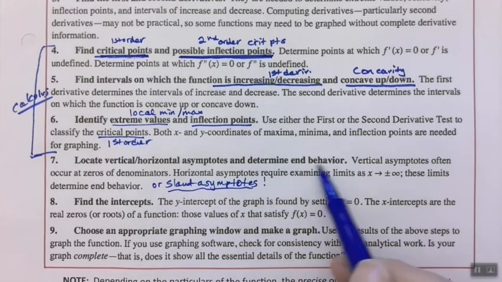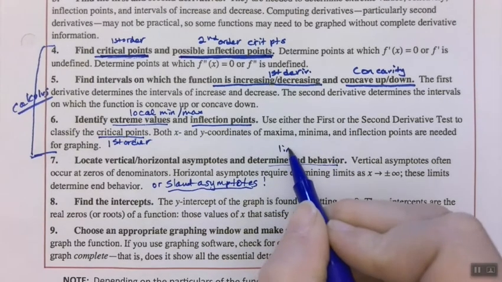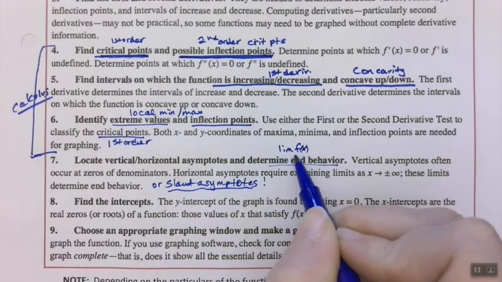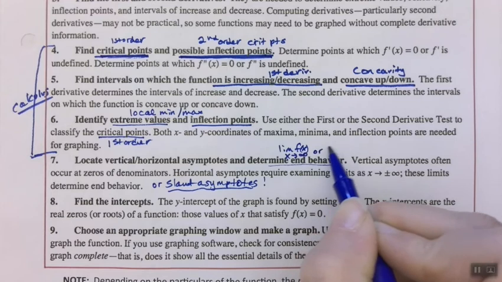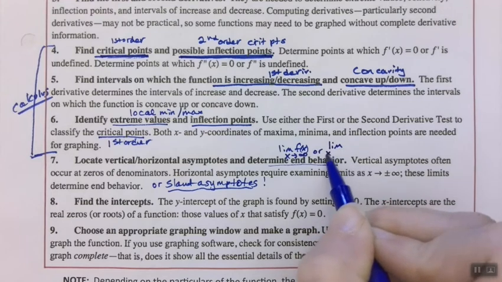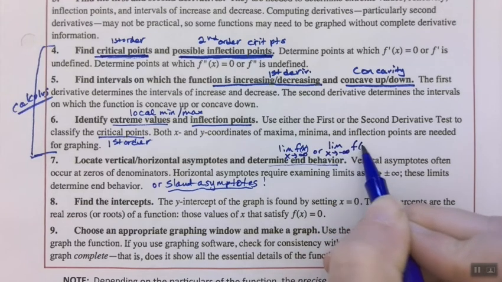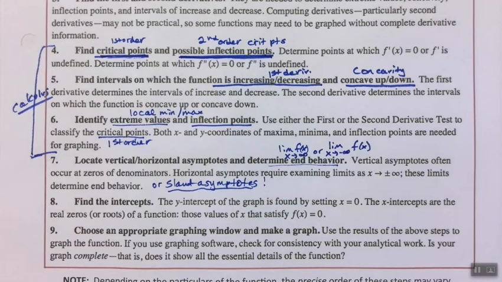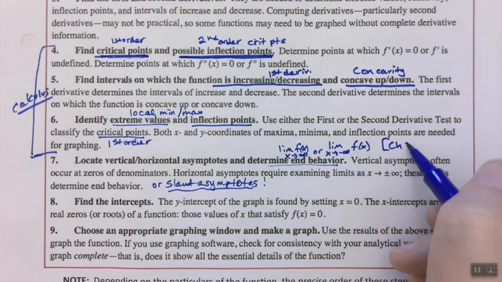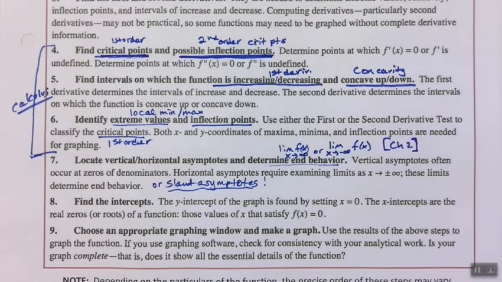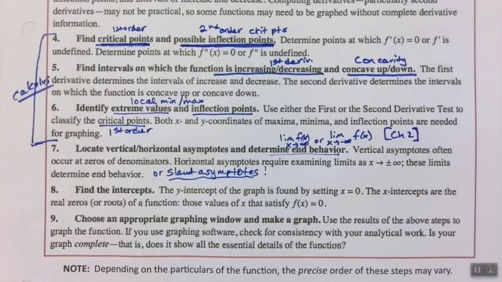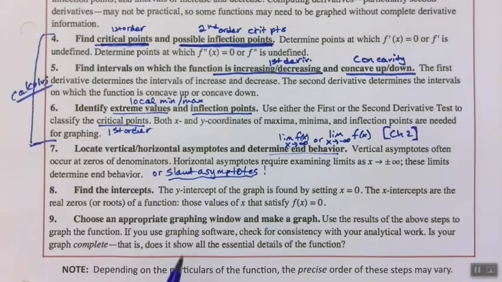End behavior, right? What's the limit of the function as x goes to infinity, or the limit as x goes to negative infinity of that function? Stuff we learned about in chapter 2, right? So do we have horizontal asymptotes or not? That kind of thing. Then we're going to find the intercepts.